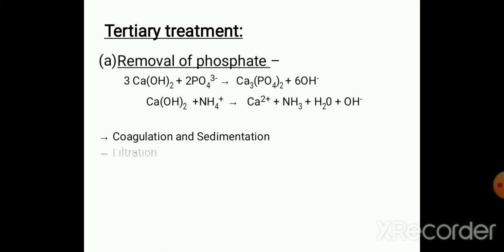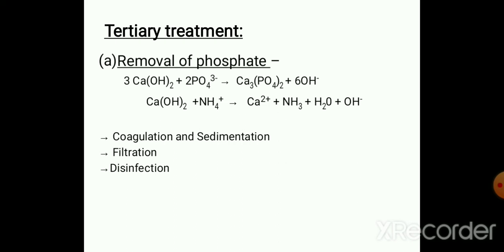Okay. So next is filtration. Filtration is a very basic and traditional method. The water is passed through conventional sand filter beds to remove the last traces of suspended matter. Even here, stripping of ammonia and other gases is done in a degasifier. This consists of a large tower which is filled with a number of plates. Okay, this is about filtration.